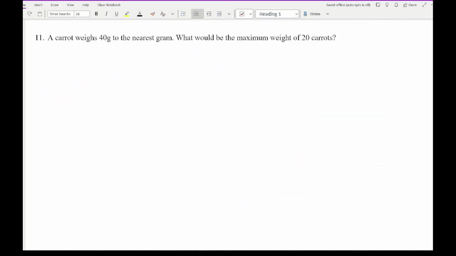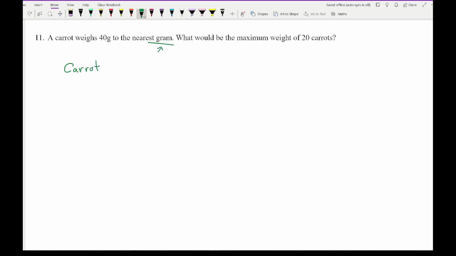And let's have a look at this other popular question. And this question says that a carrot weighs 40 grams to the nearest gram. What is a maximum weight of 20 carrots? So for this, what we need to do is first find out the upper and lower limits of the carrot. So here I'm going to do to the nearest gram. So that's going to be 1 over 2. So that's going to be 0.5. So it's going to be 40 plus or minus 0.5. So the lower limit is going to be 39.5. And the upper is going to be 40.5.